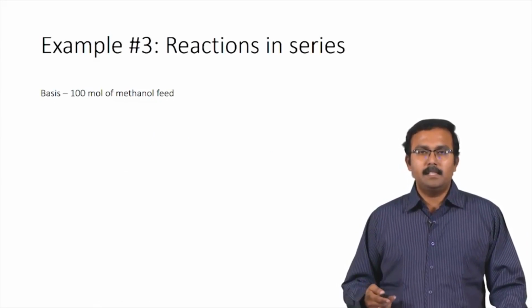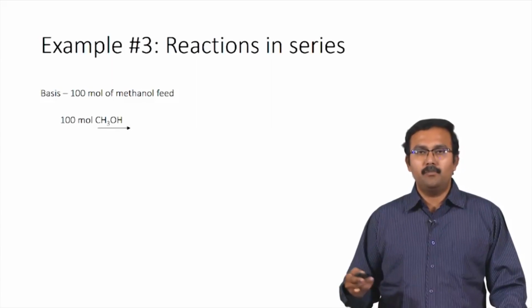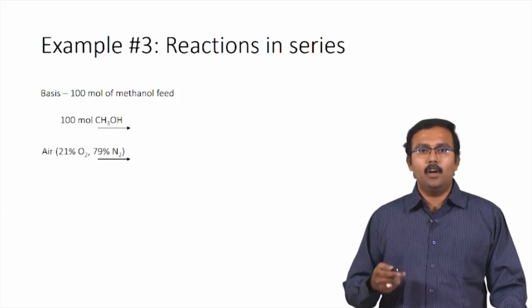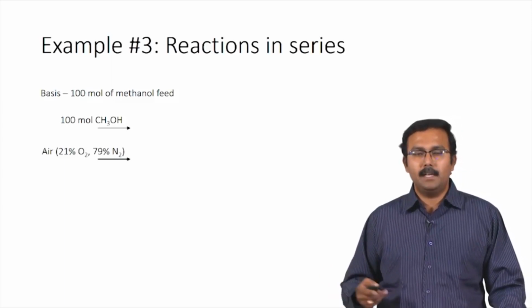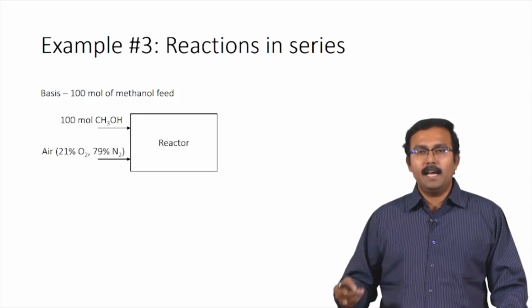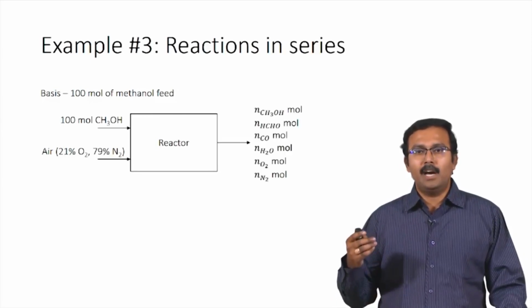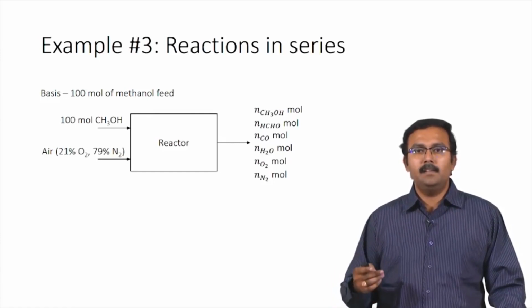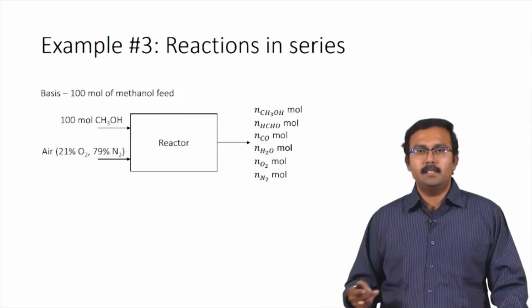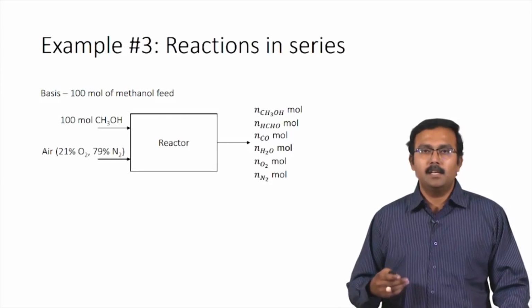Based on the basis and the information given in the problem, we have 100 moles of methanol entering the reactor along with air which would contain 21% oxygen and 79% nitrogen, which reacts in the reactor to form different components. So, you have the unreacted methanol leaving and you also have formaldehyde leaving, carbon monoxide, water, oxygen and nitrogen which are leaving the system.